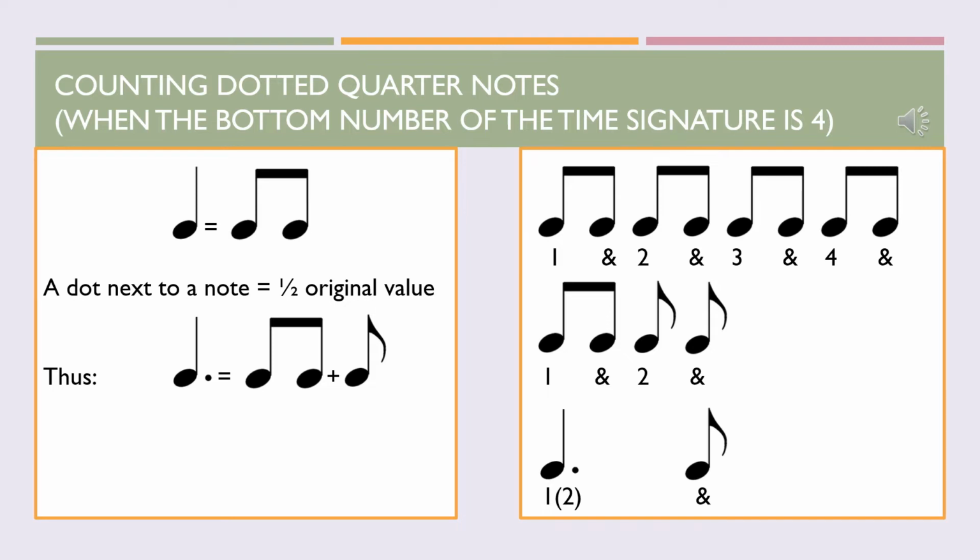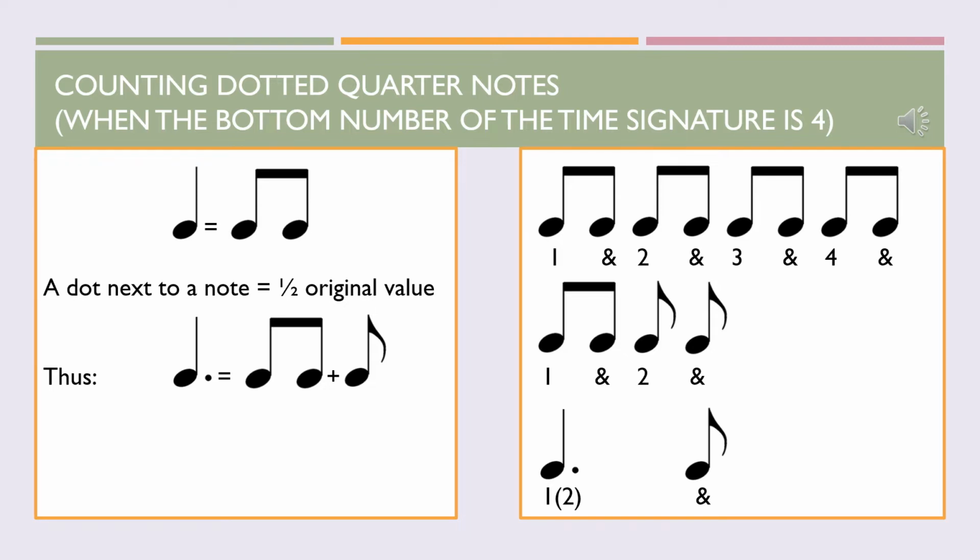On the bottom, you see a dotted quarter note, which, like we just discussed, equals the duration of 3 eighth notes. So that's worth 1 and 2. We can pair this with another eighth note, and that will be the and.